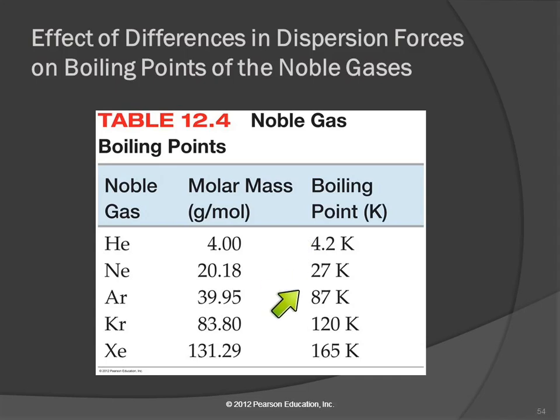As we go down here, the size of the atom increases, larger atoms are more easily polarized, the strength of those dispersion forces increases, and the boiling point goes up. For xenon, you have to heat those molecules up a little more to 165 Kelvin before it will boil. Still really cold, but 165 is significantly larger than 4. Do you see the idea there? A higher boiling point tells us that the forces holding that substance together are stronger.